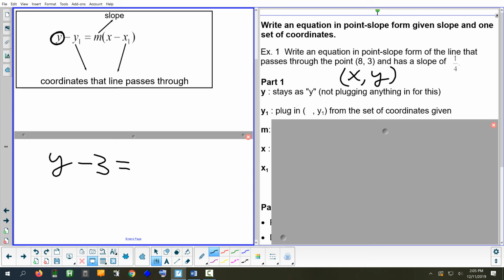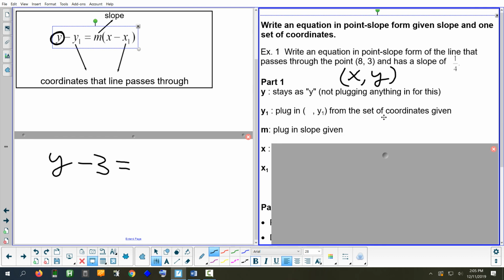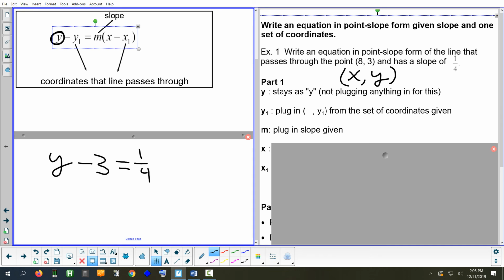The next thing I have to write is m. What's m again? Yeah, m is my slope. So on step m, plug in the slope that's given. What did they give me for a slope? 1/4. Will they always tell you what the slope is? If they don't, you're going to have to count on a graph and look at it yourself.